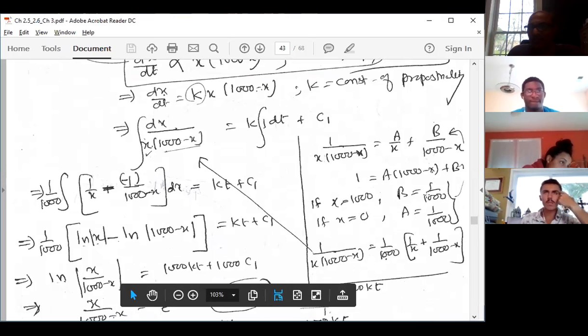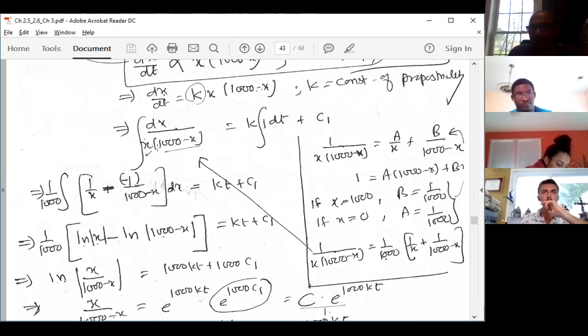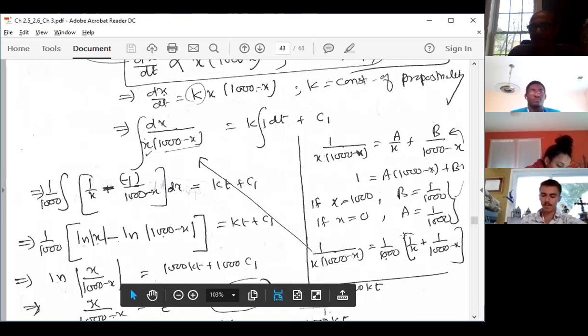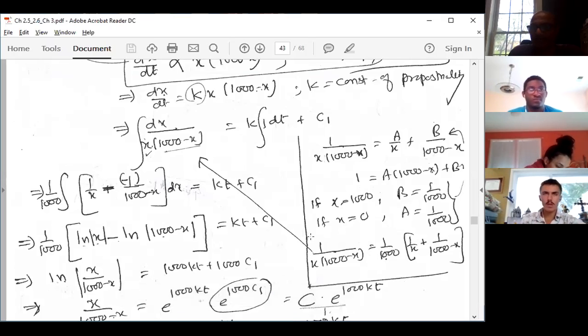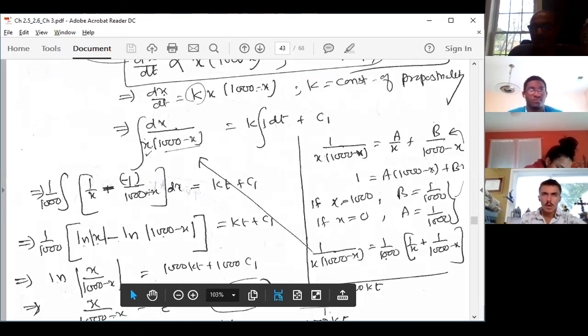I found my A is this one, B is this one. Just go back and plug the values of A and B over here. So I'm getting this one. I just took 1 over 1000 out. If you take 1 over 1000 out, 1 over X plus... So this product is now written in the form of A plus B form. A plus B. So that's what I did over here: 1 over 1000 and 1 over X minus 1 over, actually it's plus 1 over 1000 minus X. Why I did this thing, I will let you know.